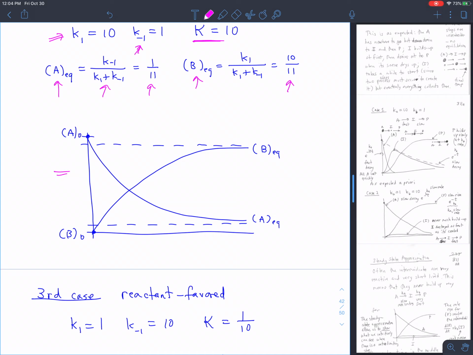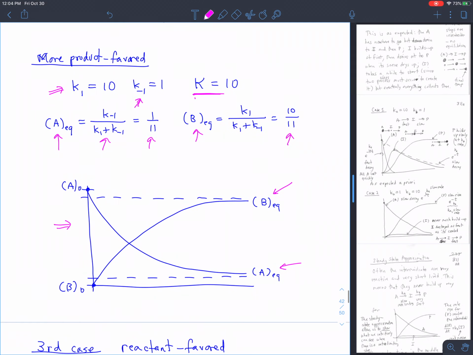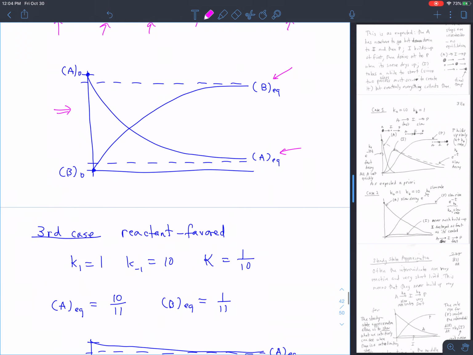And so we get the same sort of behavior that we got before, except that we've got more B at the end and less A at the end because the equilibrium constant's bigger, right? It's a more product-favored reaction, and therefore we have more B at the end than we did before.